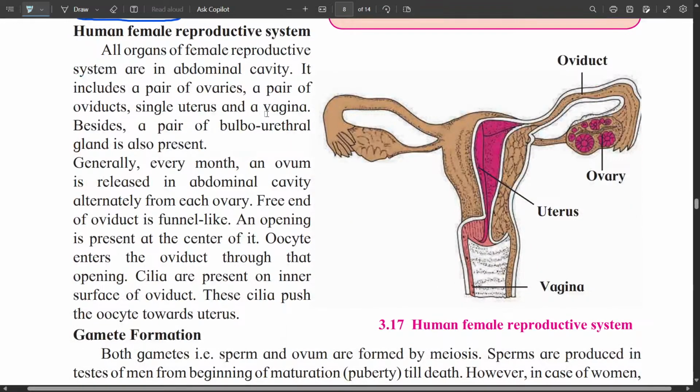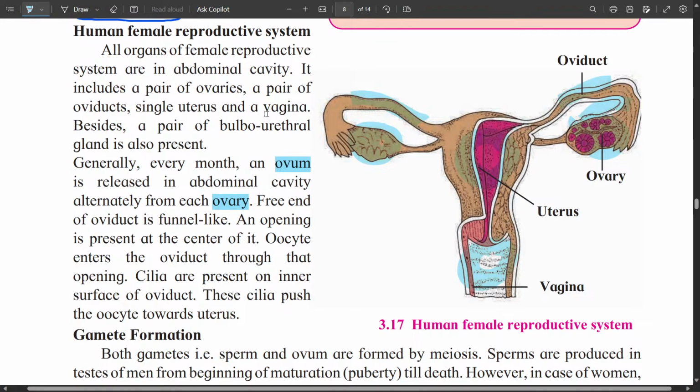Then the human female reproductive system. All organs of the female reproductive system are in the abdominal cavity. It includes a pair of ovaries. You can see the ovaries over here. A pair of oviducts. You can see the oviducts over here. A single uterus and vagina. Besides, a pair of Bartholin's glands is also present. Generally, every month an ovum is released in the abdominal cavity alternately from each ovary.